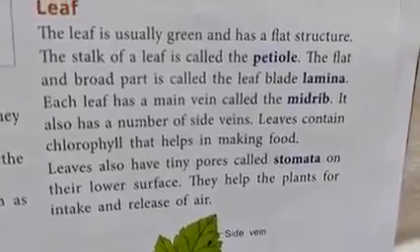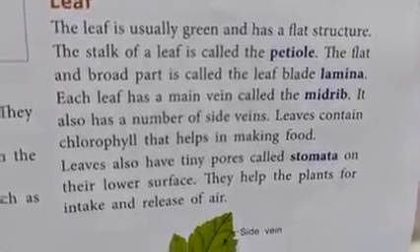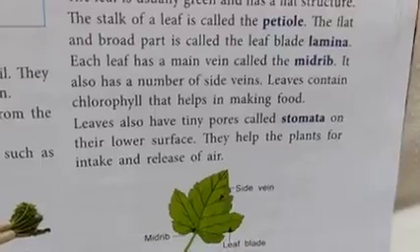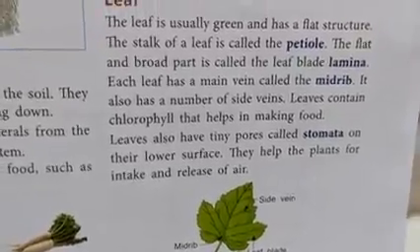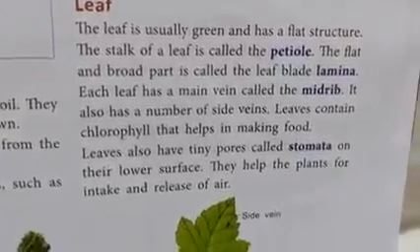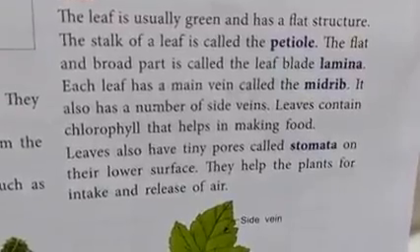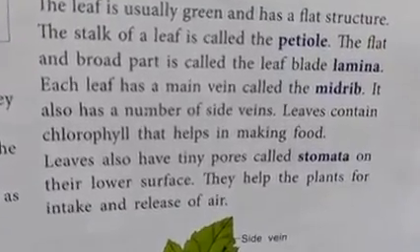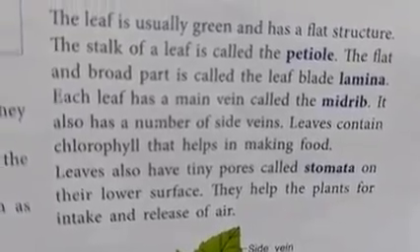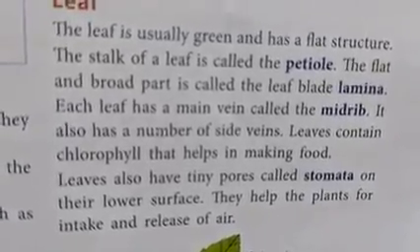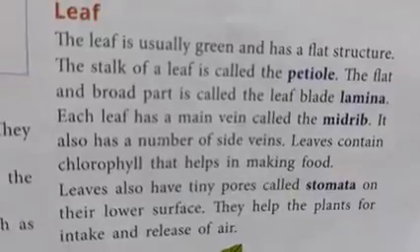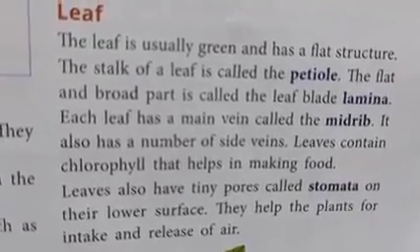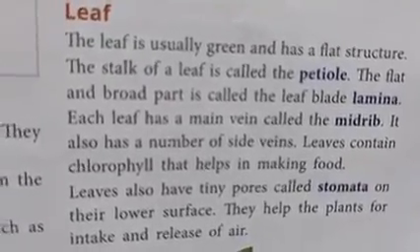Leaves contain chlorophyll which helps the plant in making food. Leaves also have tiny pores called stomata on their lower surface which help the plants in the intake and release of air. Stomata help the plant to take in carbon dioxide and give out oxygen.